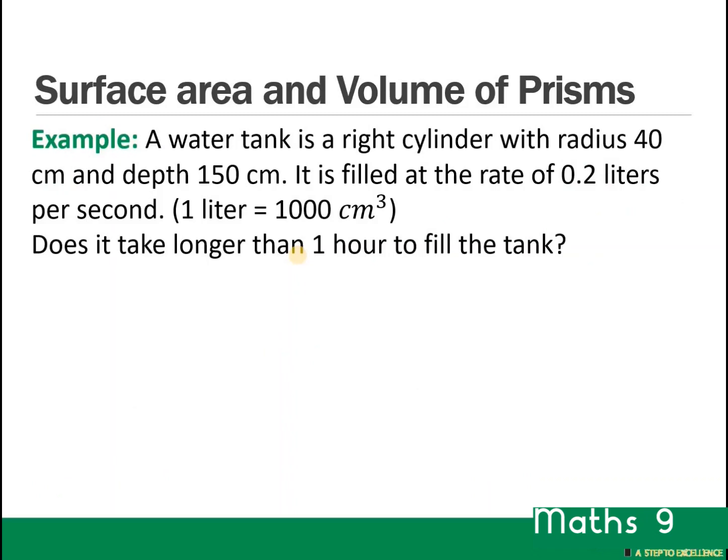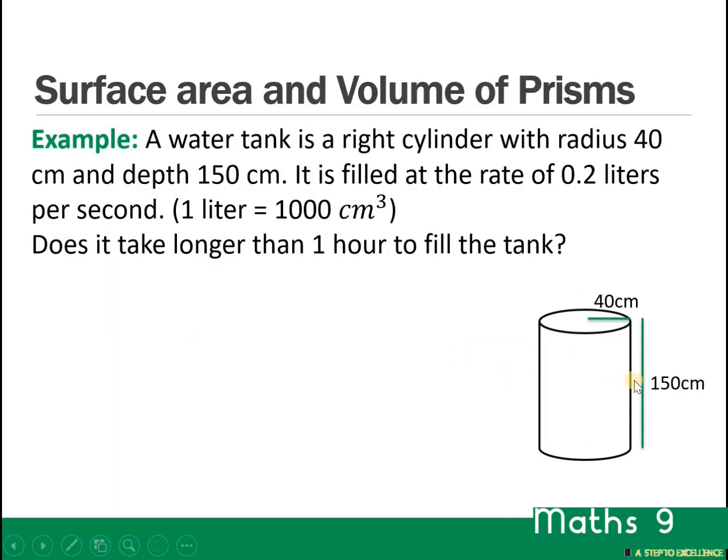Example. A water tank is a right cylinder with radius 40 centimeters and depth 150 centimeters. It is filled at the rate of 0.2 liters per second, where 1 liter is 1000 centimeters cubed. Does it take longer than 1 hour to fill the tank? Here's a diagram of the cylinder. Its radius is 40 and its height is 150.